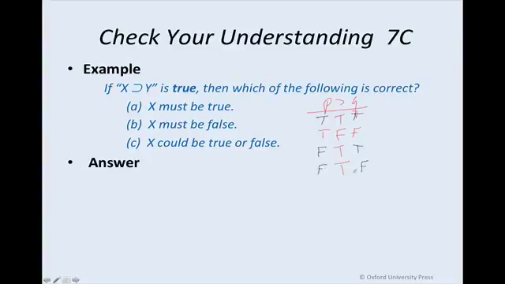So if we say that the sentence is true, we can see that X, or P, whichever you prefer, could be true or it could be false. It doesn't have to be true, because there are two other cases in which it's not true and the sentence as a whole still comes out true. So our answer should be C.